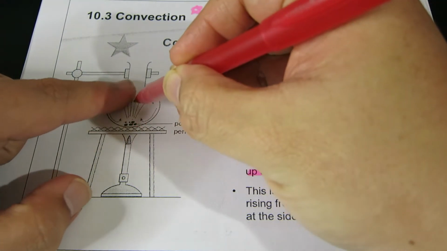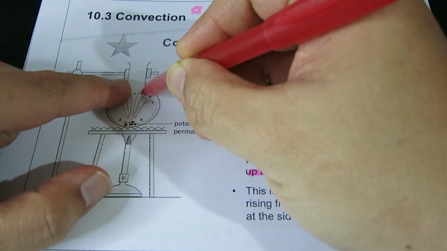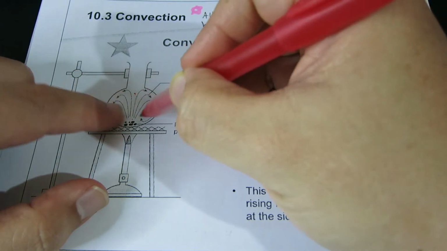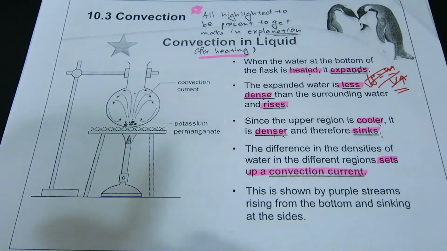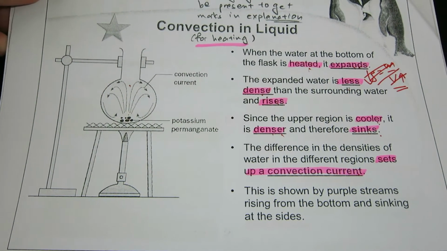So the hot air will rise, the cool air will sink, the cool air gets heated up, becomes less dense, rises, and it repeats until the whole fluid becomes of the same temperature. Alright, this is what the explanation will be for cases where we are heating.